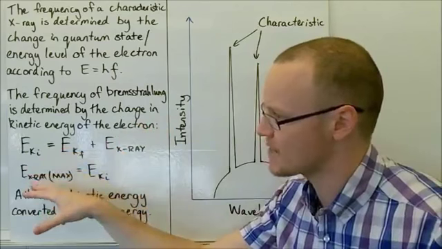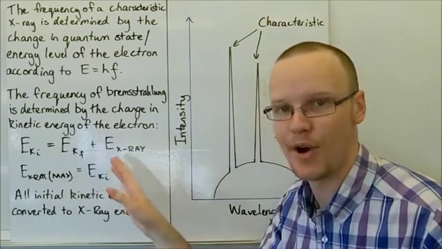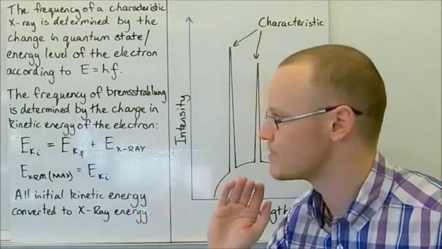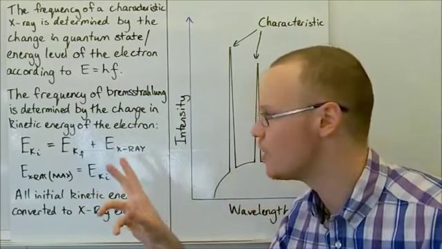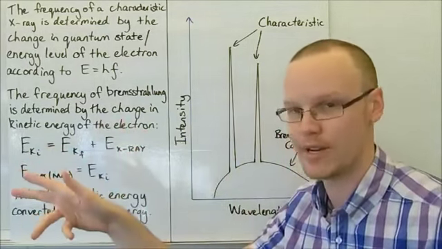The absolute maximum energy that we can get out is if this value becomes zero. So if the kinetic energy of the electron becomes zero, it is stopped. It has no energy left. All of the energy that it once had is converted to an X-ray.